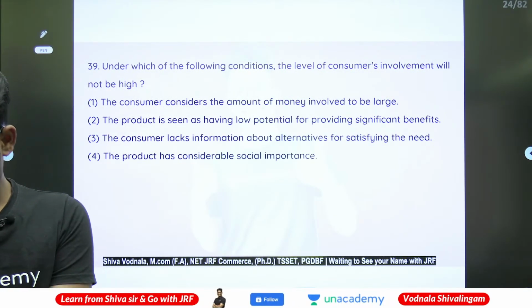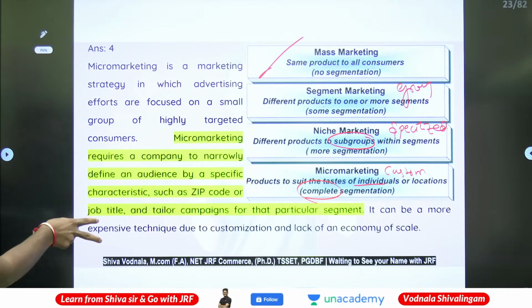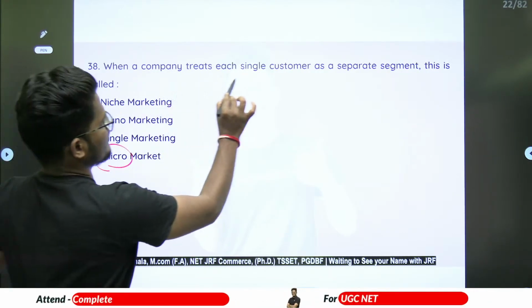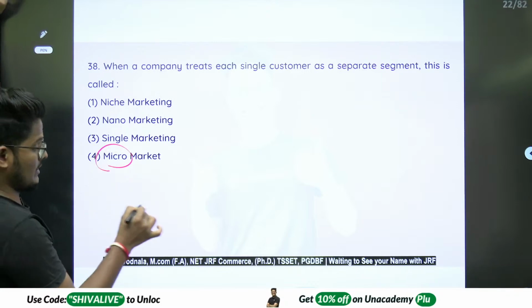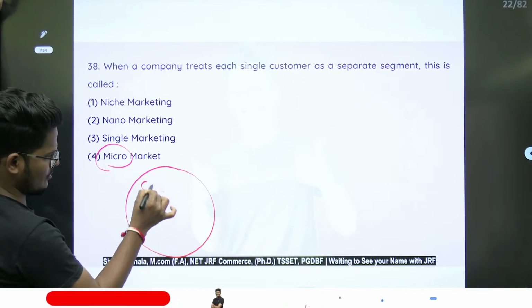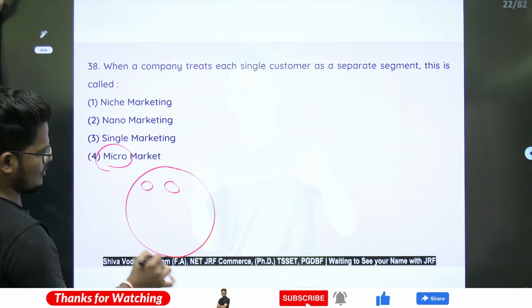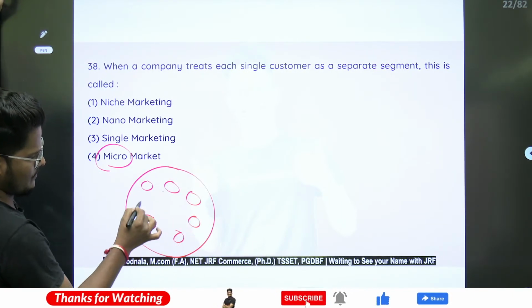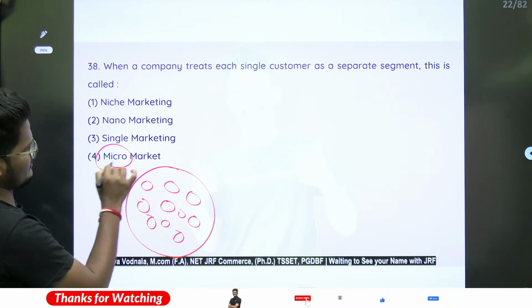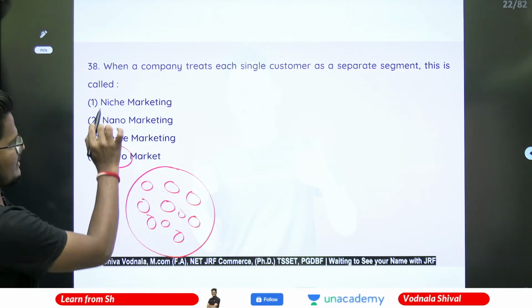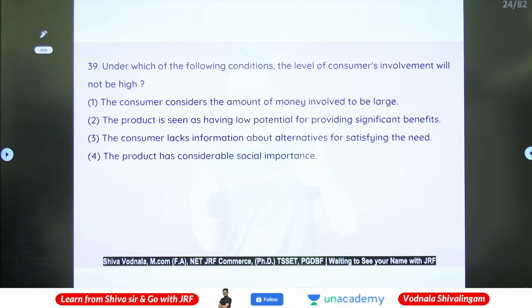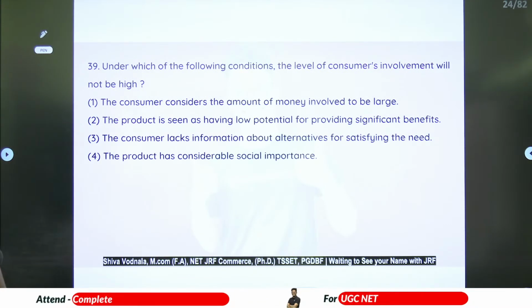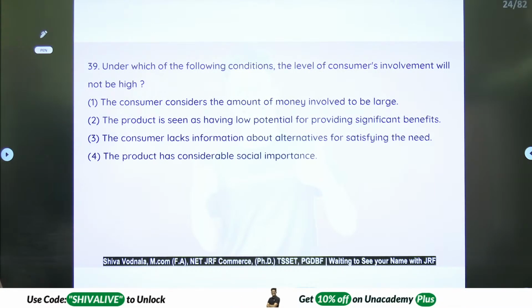Next. Why not nano? Because a combination of nano will become micro. When a company treats a single customer as a separate segment, this is called nano marketing, because some of the micros will become nano. This is micro, under that this is nano. So some of the micro market will become nano, some of the nano market will become niche, some of the niche marketing will become segment. Yes, tailor made or customized.